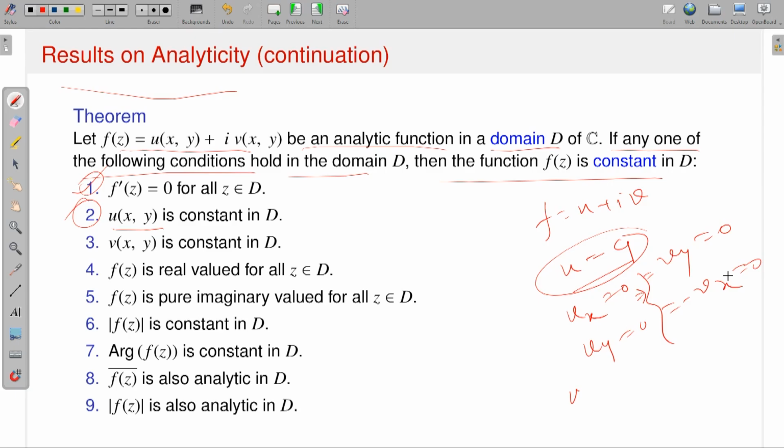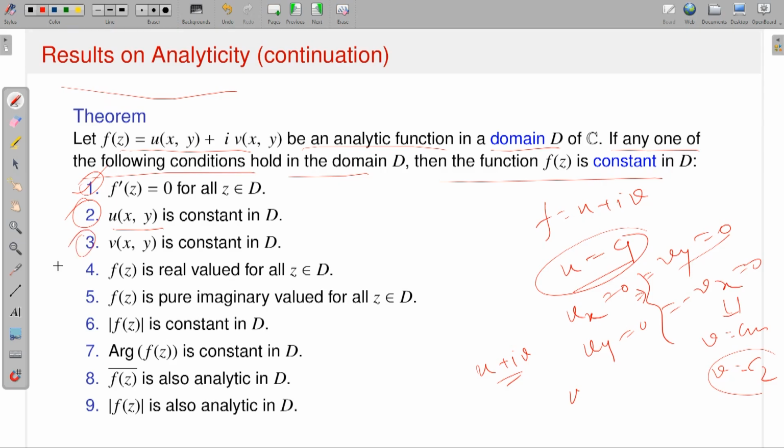For each point in D, and D is open connected. So therefore if v y is 0 and v x is 0 and it is true for each point, then v is free from y and v is free from x, so therefore v is constant. So v is C2. Now you already have u is constant, now you have proved that v is constant, so therefore u plus iv is constant, hence f is constant.